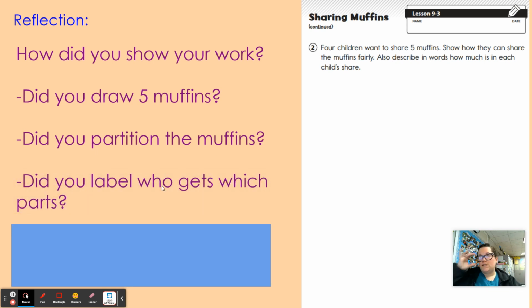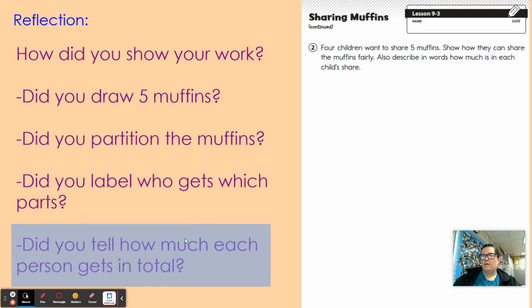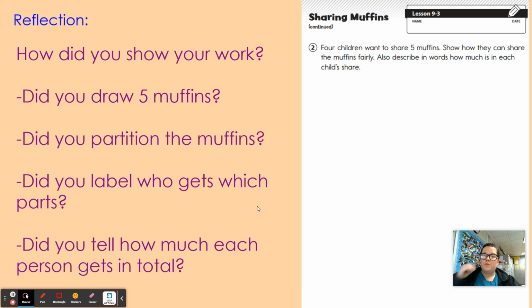The next question is, did you label who gets which parts? And then last, did you tell how much each person gets in total? All right, so what you need to do if you did not do any of those steps is to make those corrections before you go on to the next slide. So again, if you need to hit pause real quickly, you can. If you have done all 4 of these things, then you may go on to the next slide.